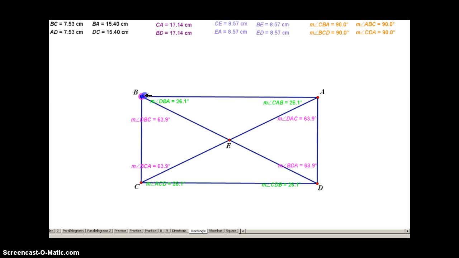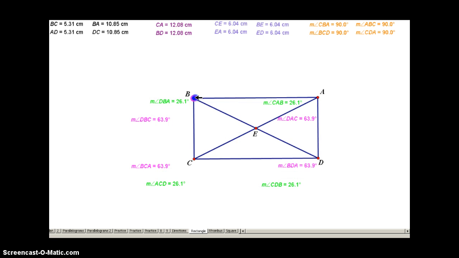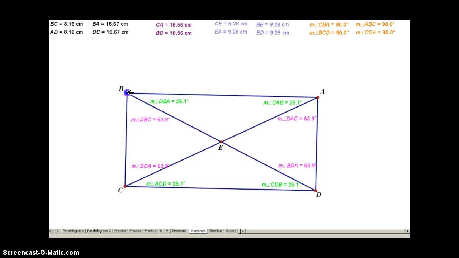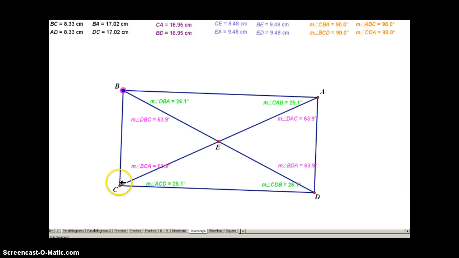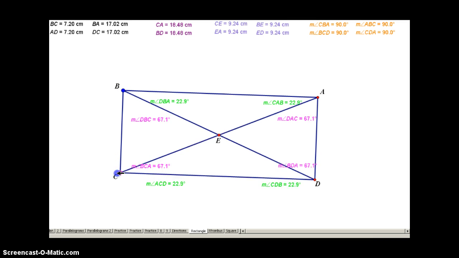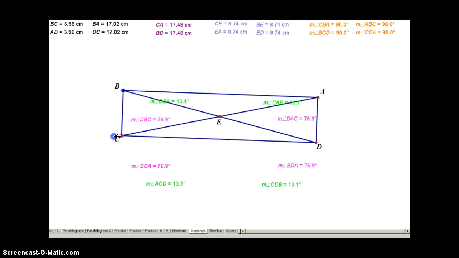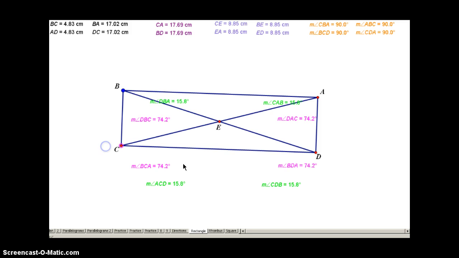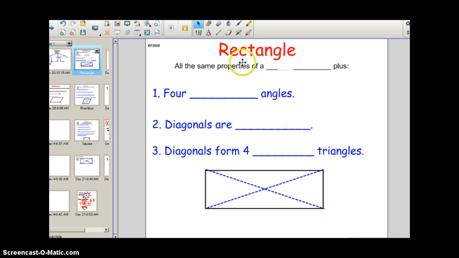And it doesn't matter how big or how small my rectangle gets. You can see the numbers up at the top don't change. You can try to change our angles now. And you can see all the pink are still the same and all the green are still the same. So if we go back and we look at our notes, the rectangle has all the same properties of a parallelogram, plus 4 right angles, diagonals that are congruent, and diagonals that form isosceles triangles.